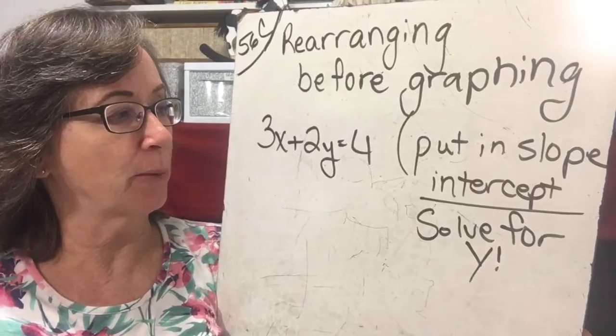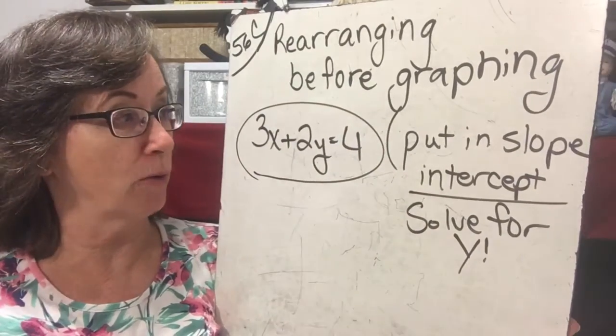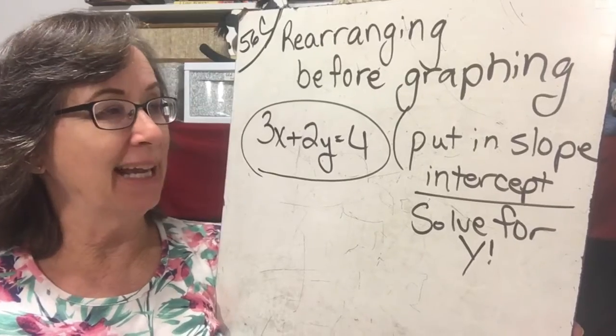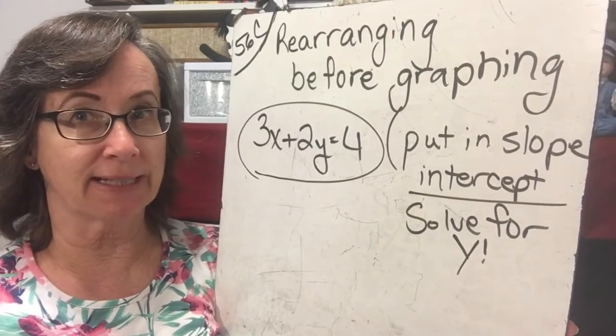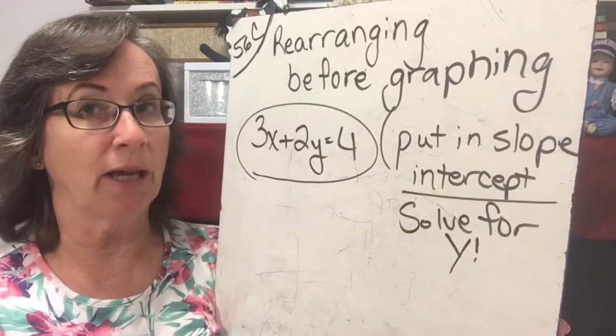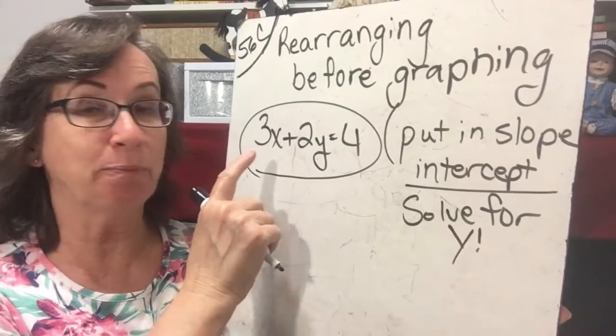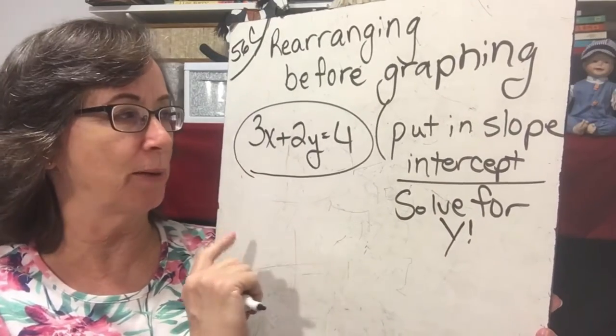So here we have an equation, but it is in our standard form. And it's more difficult to graph in standard form than it would be if it was in slope-intercept form, which is the form when you solve for y. So let's put this into slope-intercept form.